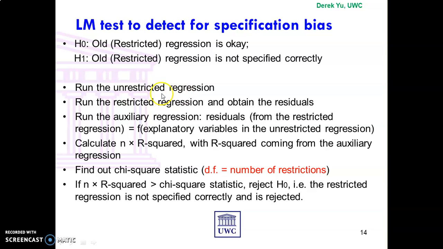We first run the unrestricted regression. Okay, and then we run the restricted regression. It means we impose some restrictions on maybe one or two slope parameters because we want to exclude one or two explanatory variables. Then I obtain the residuals, and I run an auxiliary regression. Residuals coming from which regression? The restricted regression, as a function of all the explanatory variables from the unrestricted regression. And then I calculate n times R squared. Again, please use the right R squared from the auxiliary regression, and then find the chi-square statistic. Degrees of freedom is the number of restrictions in the restricted regression. And if n times R squared is greater than the chi-square statistic, then we reject the null hypothesis, which is this one.